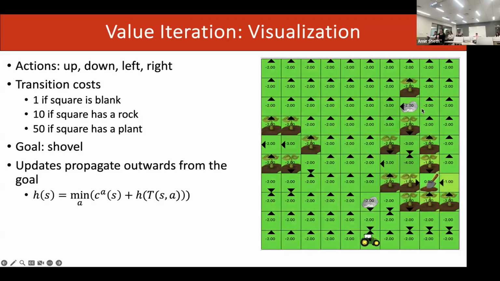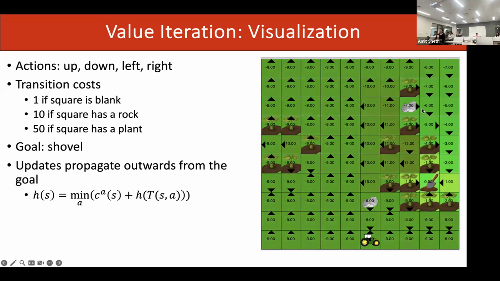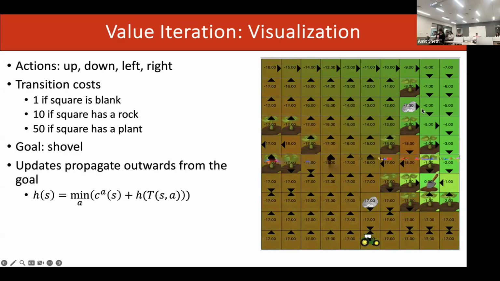So here's a visualization of this working. Here we have this pathfinding problem where you're trying to get from here to the shovel. You don't want to run over rocks. You don't want to run over plants. And this is running value iteration.